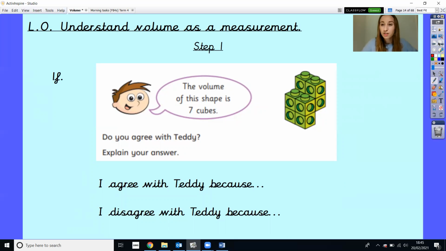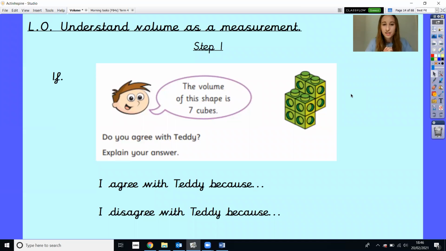And then I'm going to ask you to pause the video and write your answer. I agree with Teddy because, or I disagree with Teddy because, okay? So look at the shape, decide what you think, and then write your sentence. I agree with Teddy because, or I disagree with Teddy because. Pause the video and press play when you're ready for us to discuss that one.